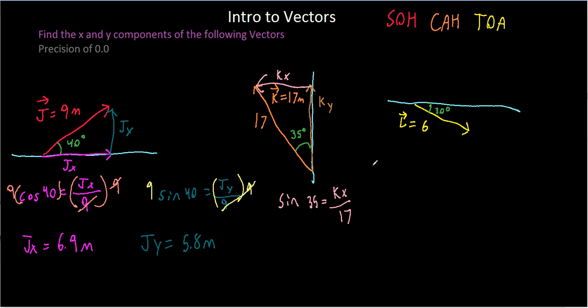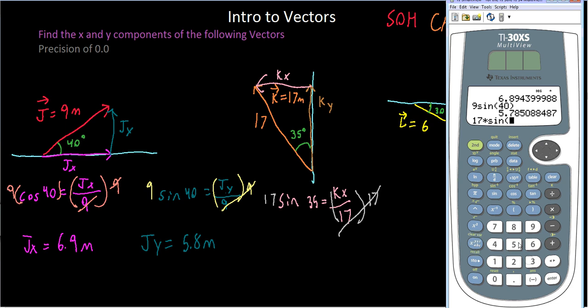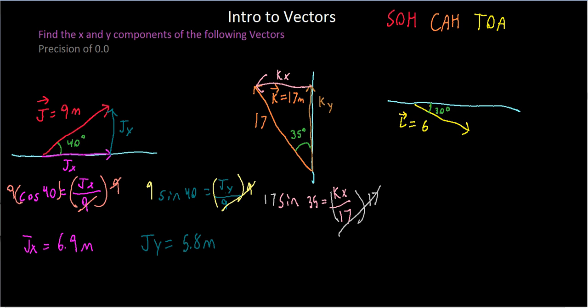So we multiply by 17 on both sides. We multiply by 17 on the right, I'm sorry, on the left. Those cancel out on the right, and we do 17 times the sine of 35. So 17 times the sine of 35. If we get an x component, k of x is 9.8.